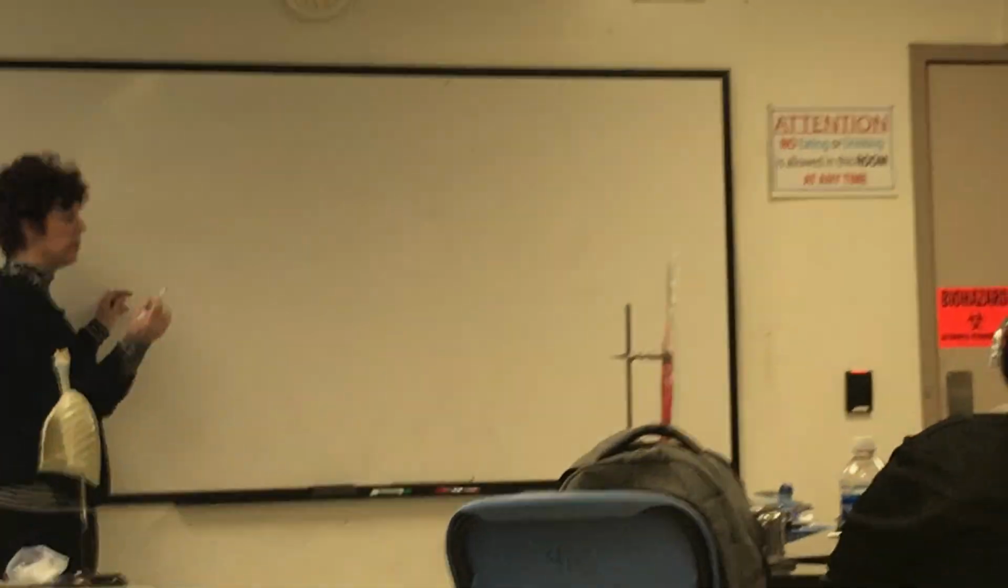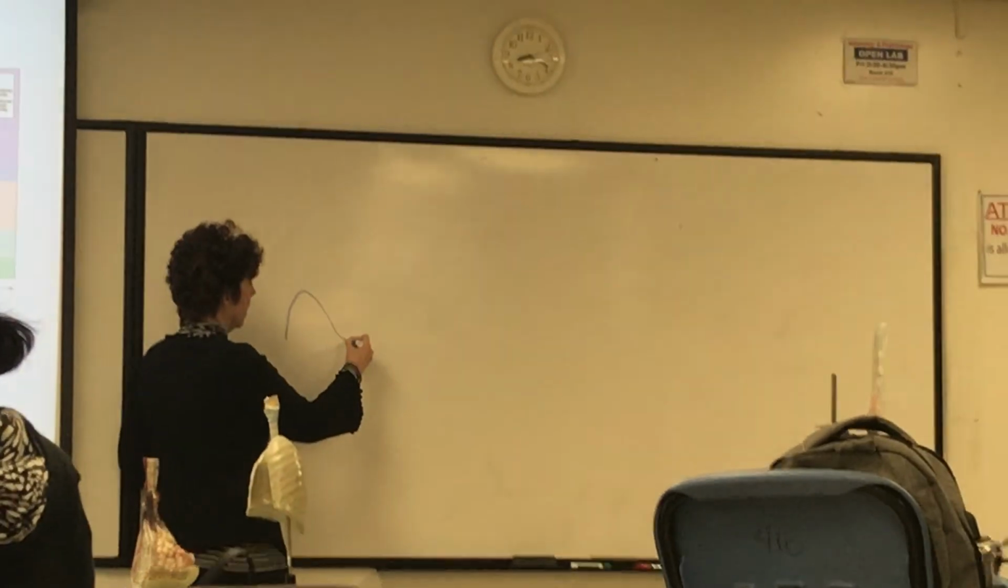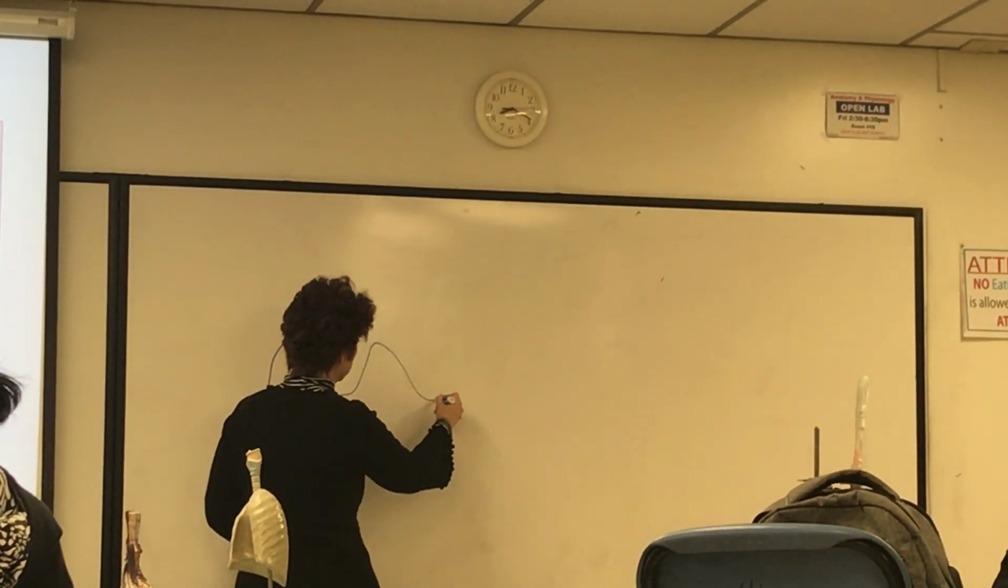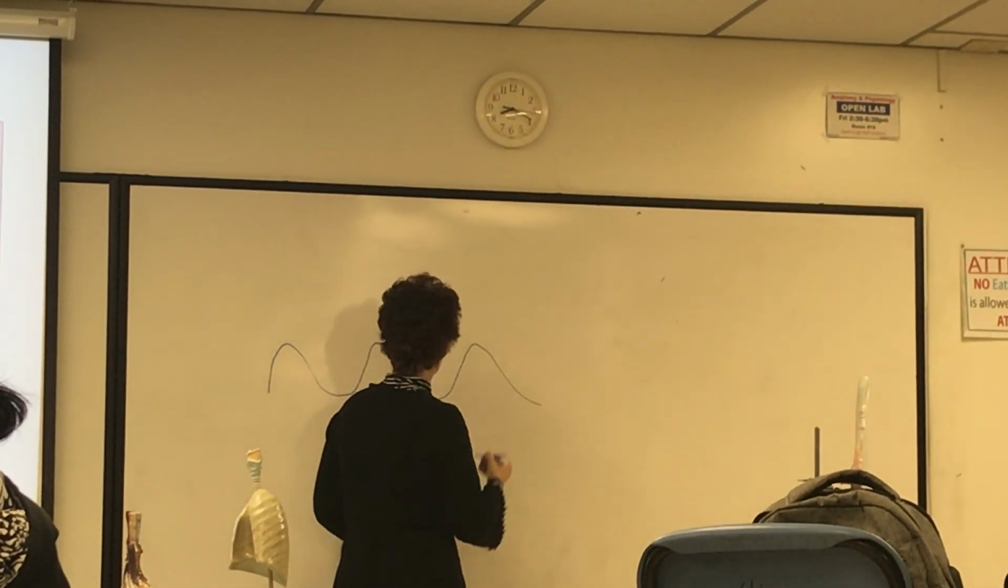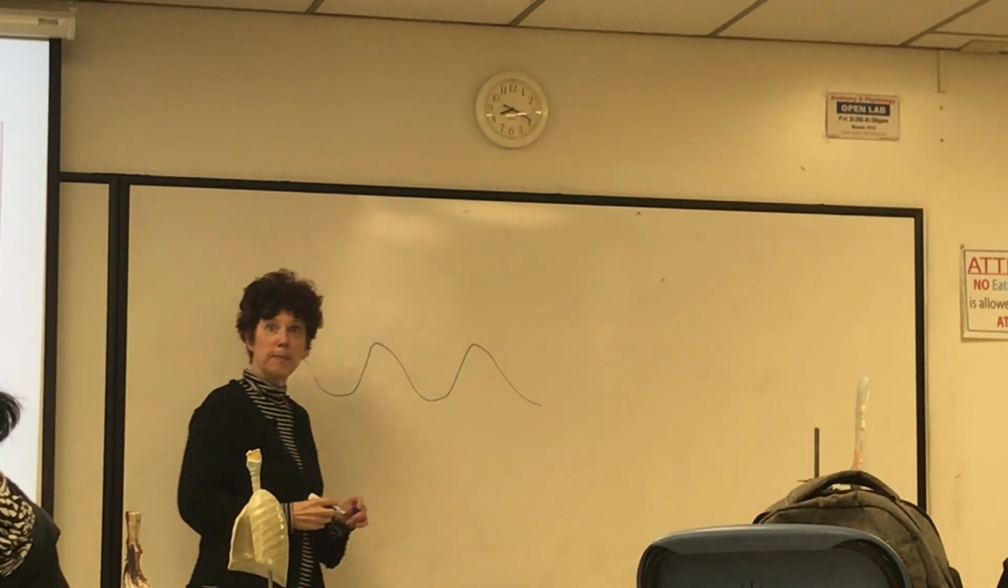So when we look at our first measurement of pulmonary volume, it's tidal volume. So we breathe in and we breathe out. And we breathe in and we breathe out. Usually about the rate of 12 times a minute.